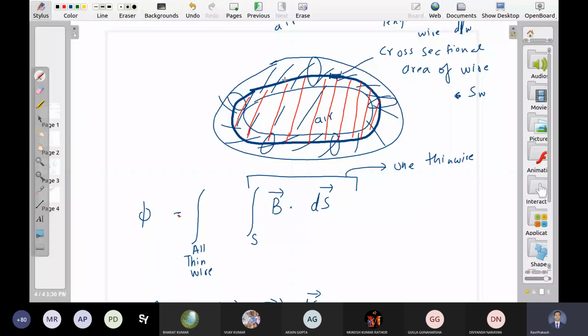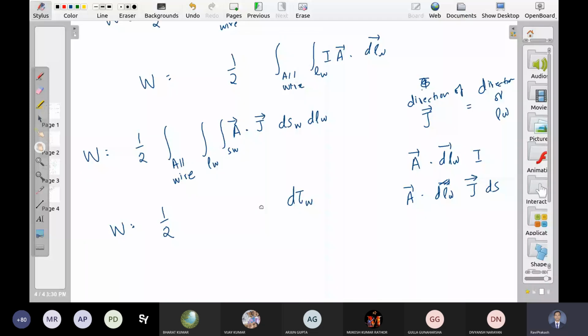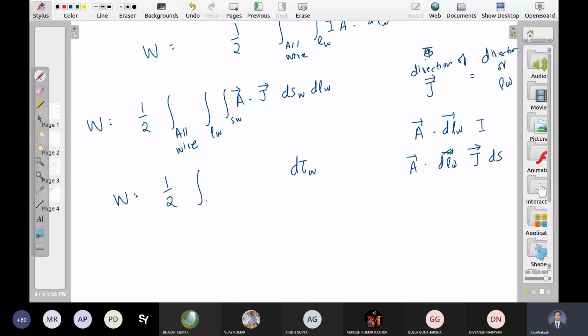यदि इसको integrate करेंगे पूरे wire पे, we are getting the complete work. So W is half integral d tau A dot J. This is the energy stored in the coil or in the magnetic field. इसको और simplify कर सकते हैं क्या? Yes.